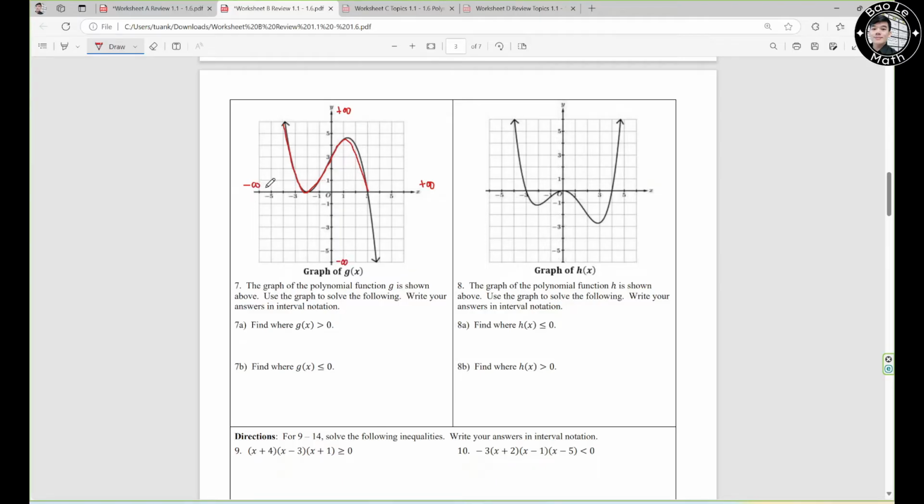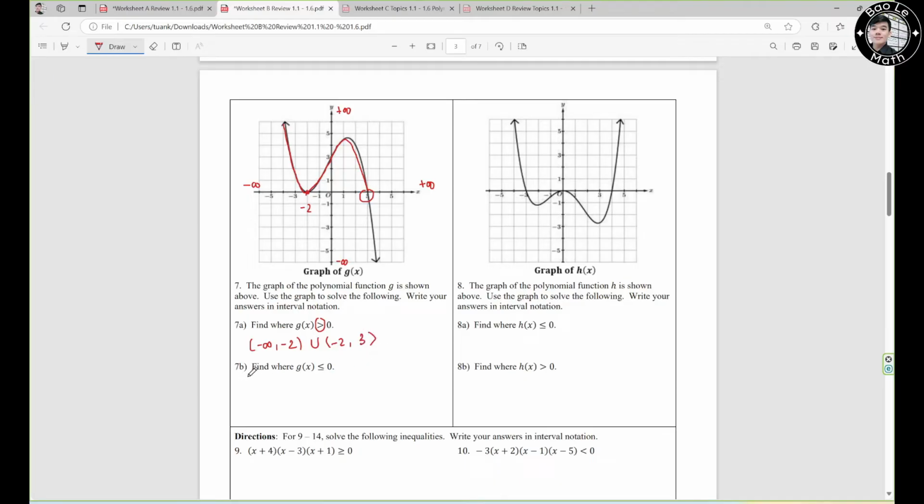So it could be negative infinity to 2, 3, right? But because we don't have the equal sign, which means you don't include the 0. So we have the 0 right here as negative 2. We need to exclude this one. So it's going to be negative infinity to negative 2, union negative 2 to 2, union 2 to 3. Right, so you need to be careful.